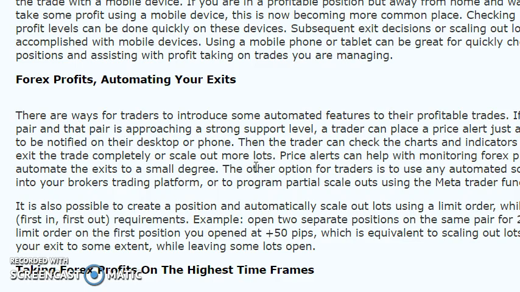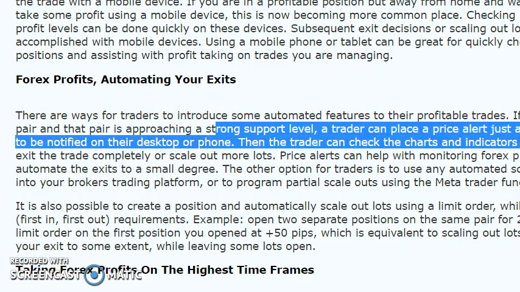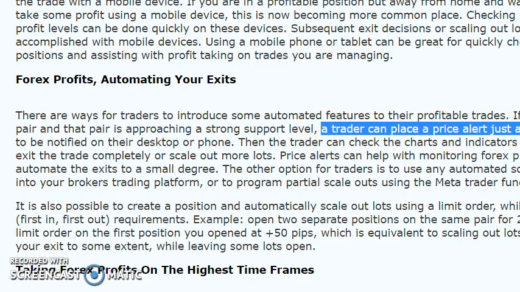You can also do some level of automation on your exits. One thing you can do is you can set price alerts. So if you have an important resistance level or support level that a pair is getting close to, you can set a price alert just above or just below that resistance level, or just above that support level, a critical support level for profit taking. And you can have that price alert delivered to your phone.